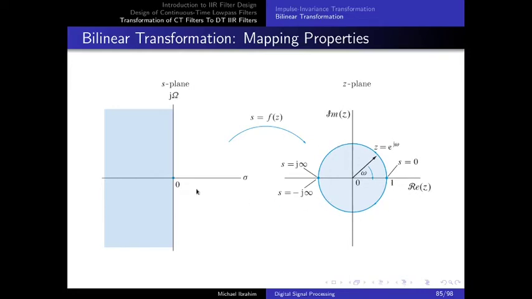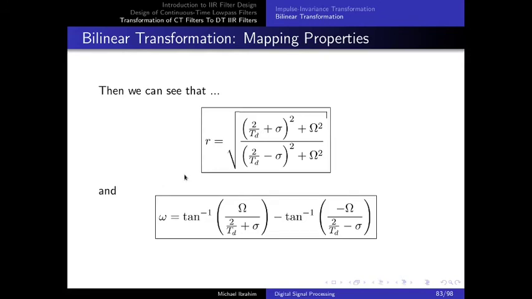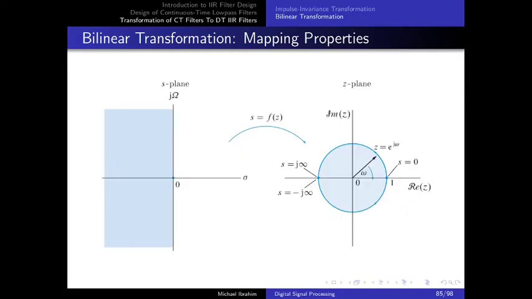So let's see. If s is 0, sigma plus j omega, 0 plus j 0. Let's go back to the equation we have over here. If we set sigma to be equal to 0 and omega capital to be equal to 0, r will be 1, and omega small will be tan inverse of 0 minus tan inverse of 0, which is 0. So r equal to 1, omega is equal to 0. So as you can see over here, s equal to 0 is mapped onto this point, magnitude 1 and frequency 0.